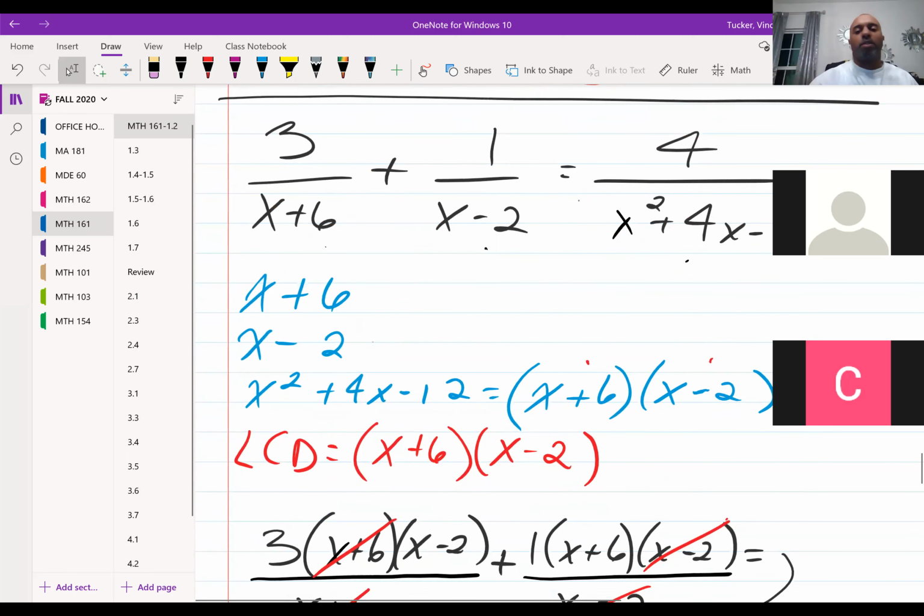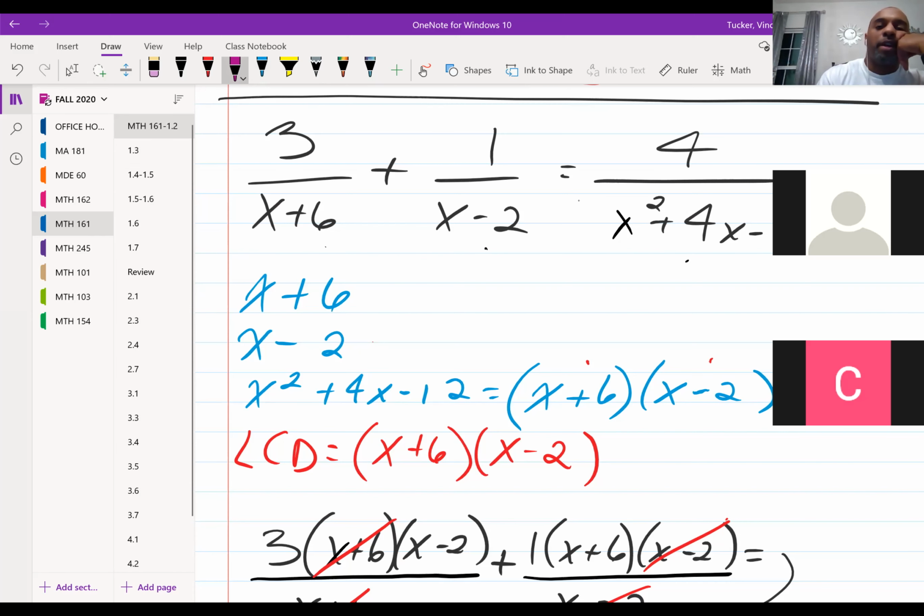All right, so let's go to the next one. We have 3 over x plus 6, plus 1 over x minus 2, equal to 4 over x squared plus 4x minus 12. All right, so once again, first move is to try to find our LCD. So notice we have x plus 6, x minus 2, then x squared plus 4x minus 12.